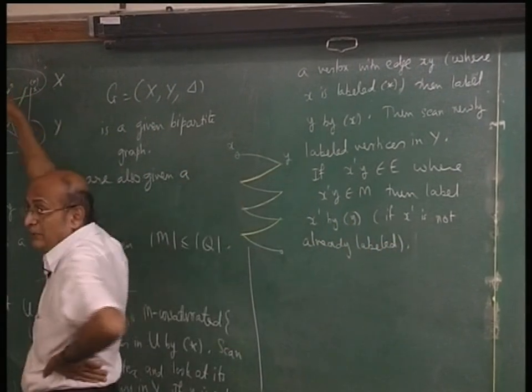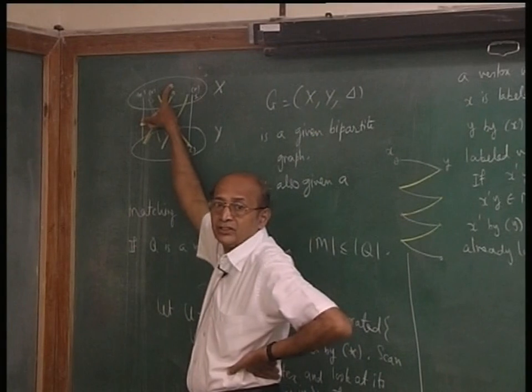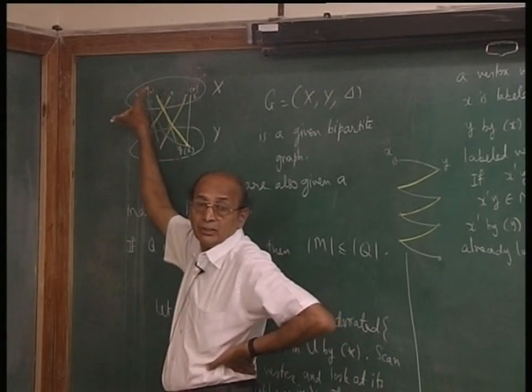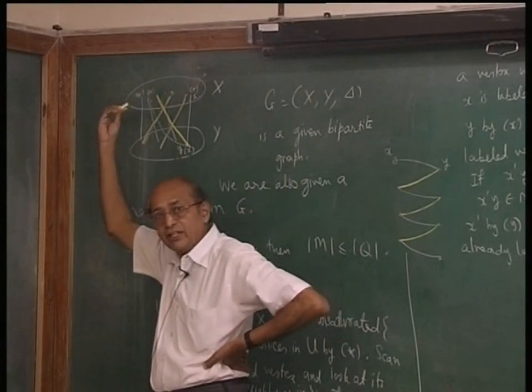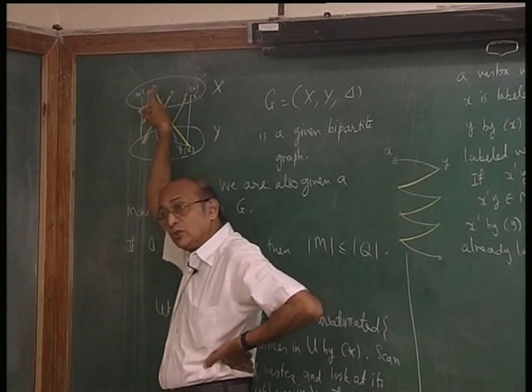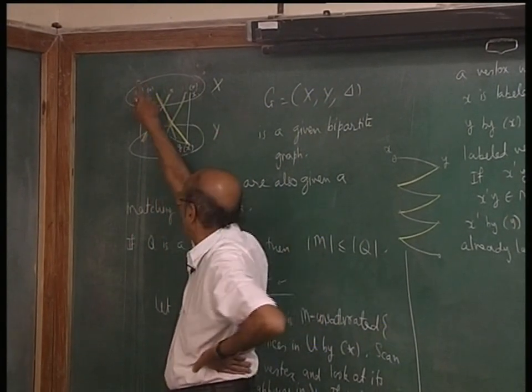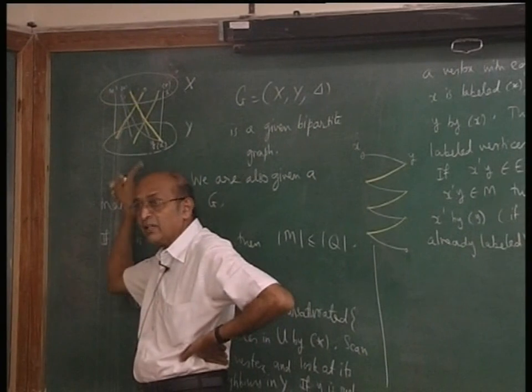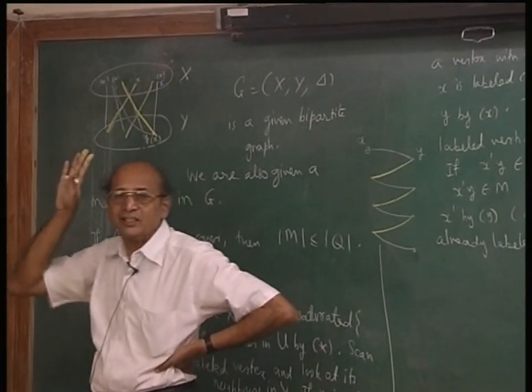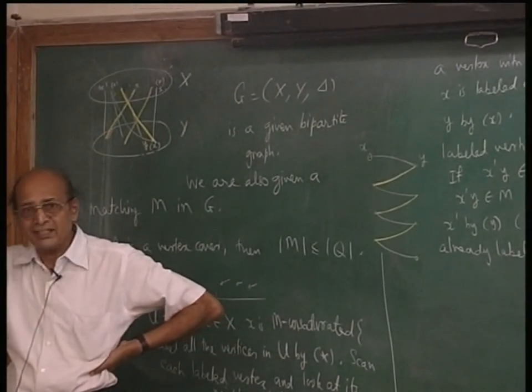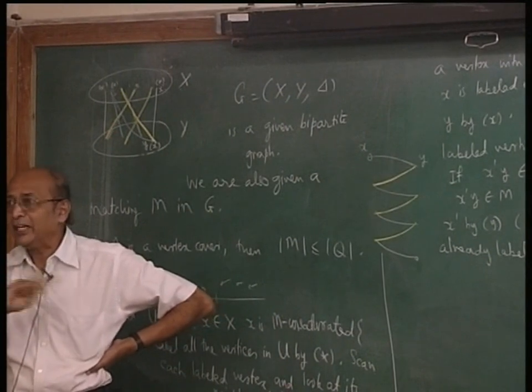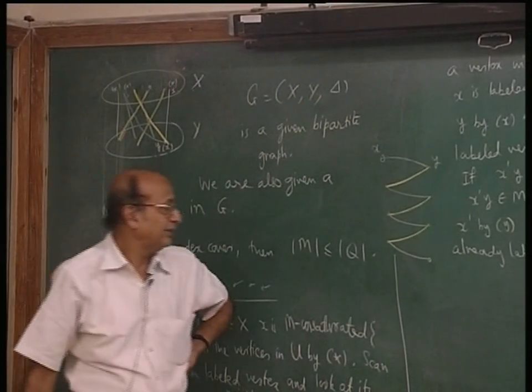So then some new vertices will get labeled in X. Some are already labeled, some newer vertices will get labeled. I will use those newly labeled vertices to move forward. For forward arc, forward arcs not in the matching, backward arcs in the matching. Is that clear? So I keep doing this.